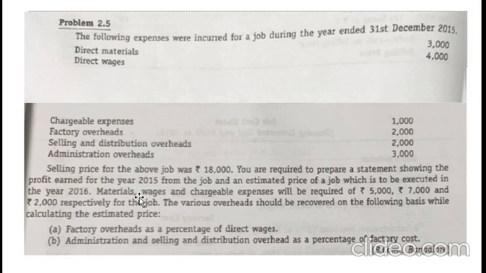Then they have stated materials, wages and chargeable expenses will be required of rupees 5,000 and rupees 7,000 and rupees 2,000 respectively for the job. The various overheads should be covered on the following basis while calculating the estimated price. Factory overhead as a percentage of direct wages, administration and selling distribution overhead as a percentage of factory cost.